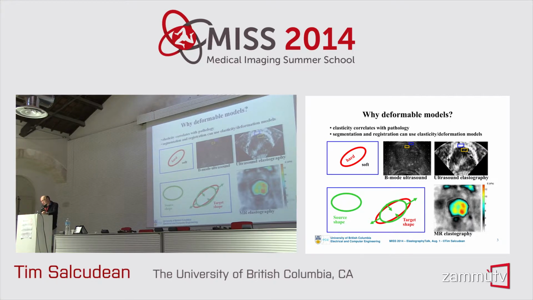So you want to correlate it with pathology, but you can also use it for segmentation. I have here an elastography image of the prostate using MRI and one using ultrasound. You can barely see the border of the prostate in the ultrasound image, but you can see it very well in the elasticity image. So it gives you a naturally registered way in which you might segment things.